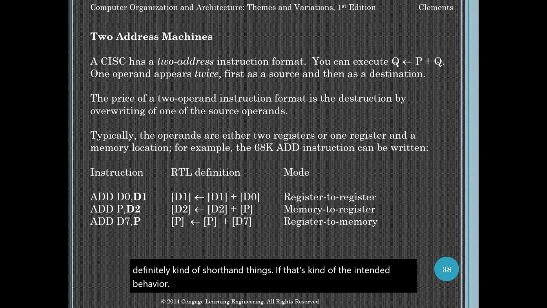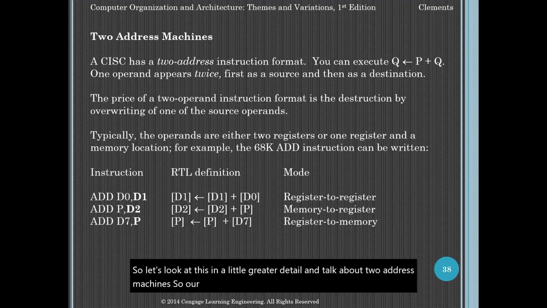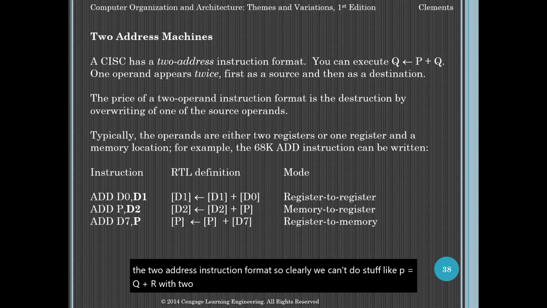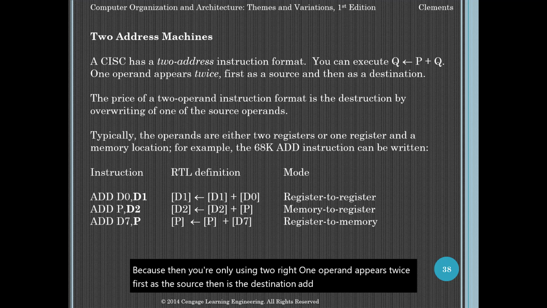So let's look at this in a little greater detail and talk about 2-address machines. Our CISC machines, like the Pentium or the 86K, have the 2-address instruction format. So clearly we can't do something like P equals Q plus R with 2 operands. You can execute Q equals P plus Q because then you're only using 2, right? One operand appears twice, first as the source, then as the destination. Add P and Q performs this operation. So if you just say add P and Q, then it's going to take P and add it to Q and put it back into Q.